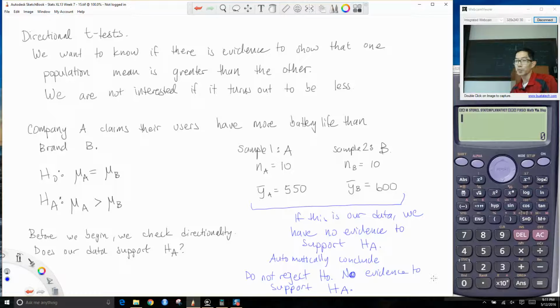And our p-value, anytime you just straight off the bat fail to support a directional alternative because the data doesn't support that, right off the bat you can say your p-value is greater than 50%.